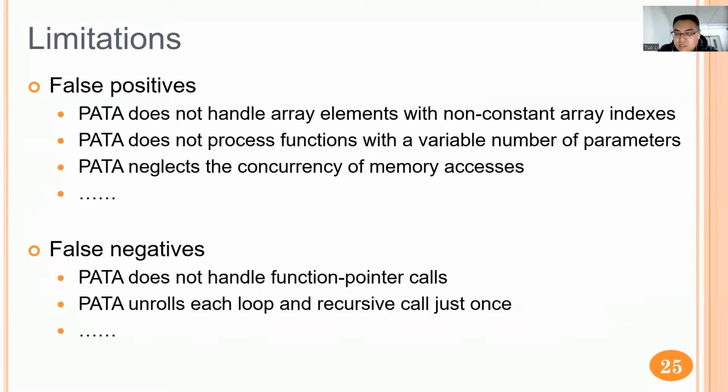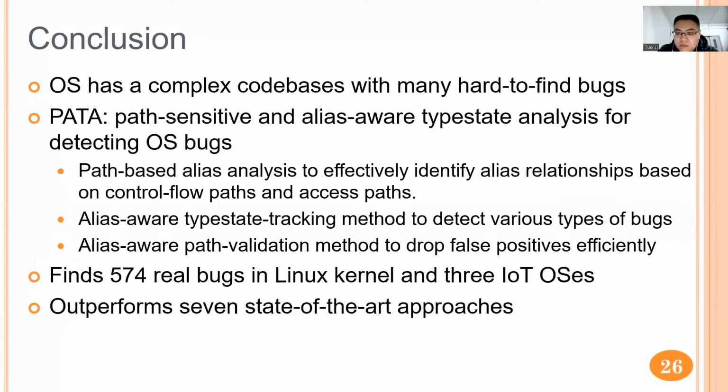PATA still has some limitations. For example, it does not handle array elements with non-constant array indexes and functions with a variable number of parameters. Besides, PATA neglects the concurrency of memory accesses. Not handling this phenomenon will introduce false positives. PATA also does not handle function pointer calls and unrolls its loops and recursive calls just once, which can introduce false negatives. At last, we make a conclusion of our paper.